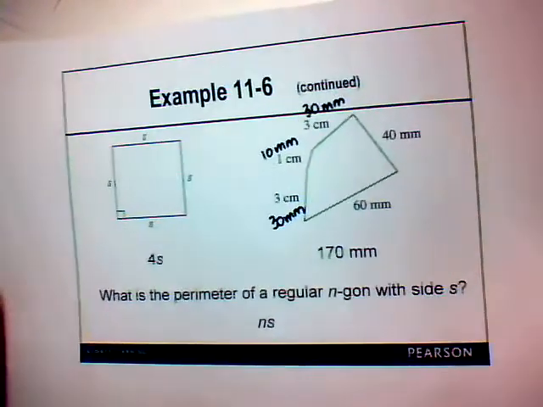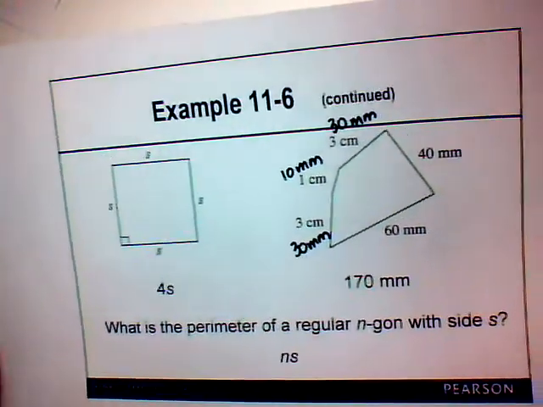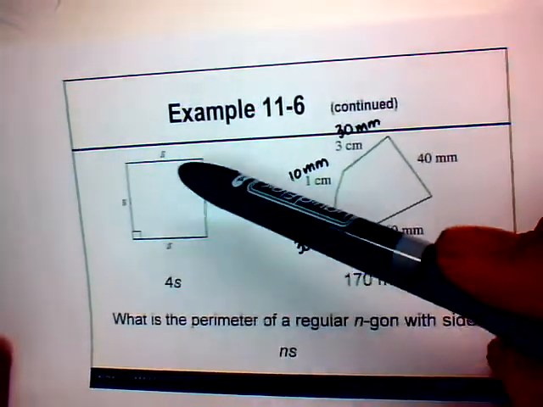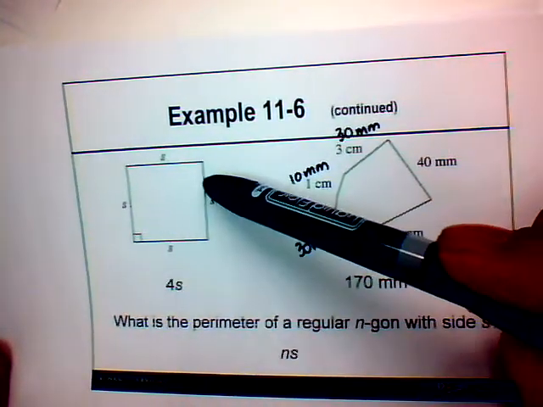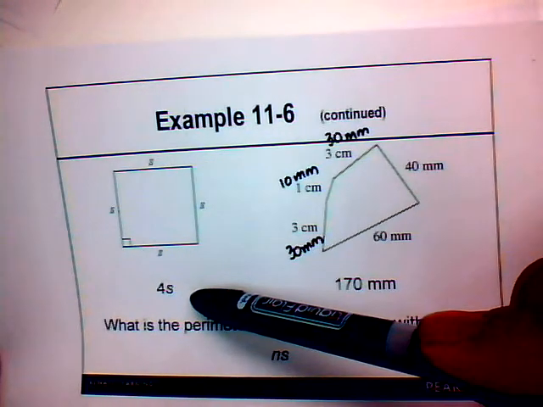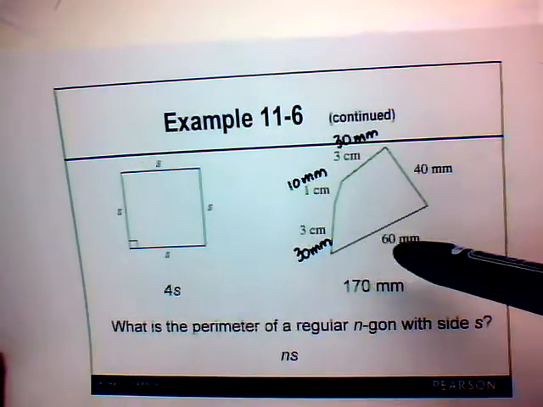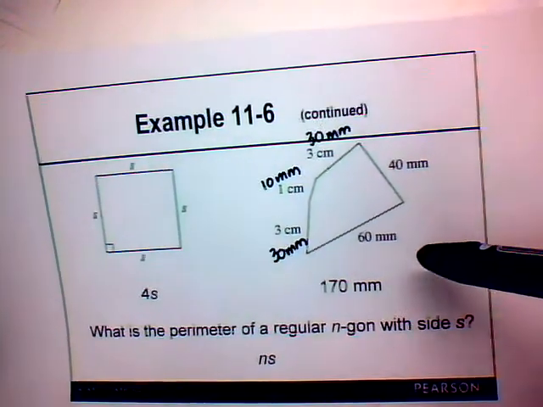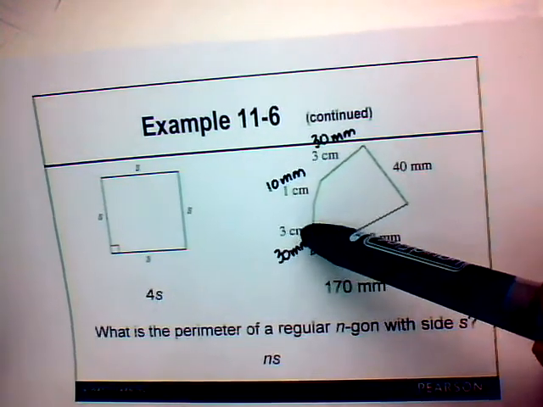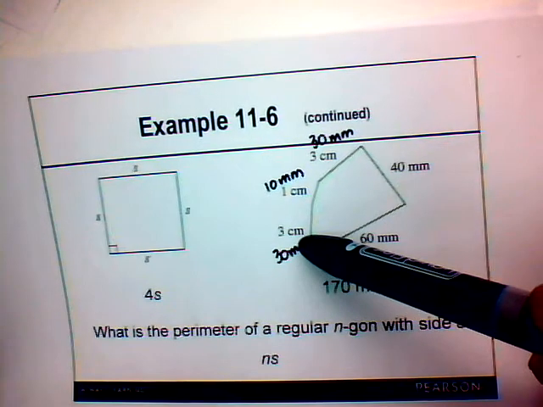Here we have a couple more figures. The one on the left is a square because each side has the same length of S. There are 4 of them, so the perimeter there will be 4S. And the one on the right is a 5-sided figure. Now notice that these 3 units are different from these 2. So I converted these into millimeters.